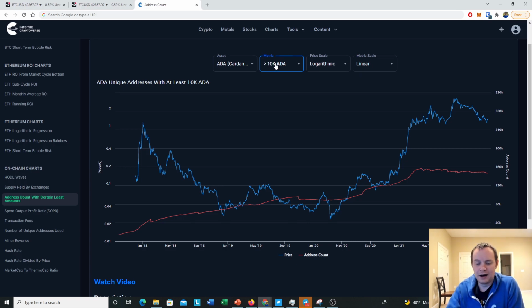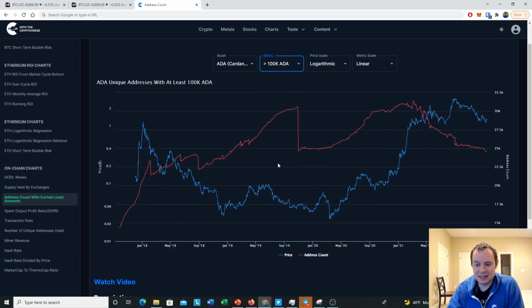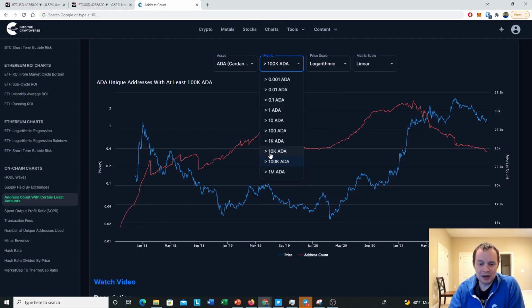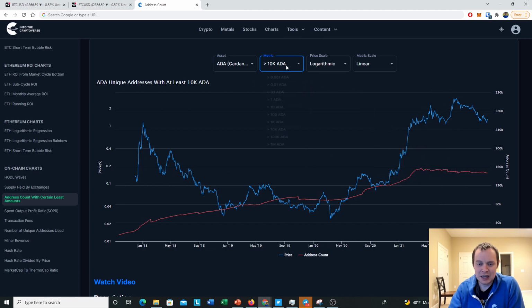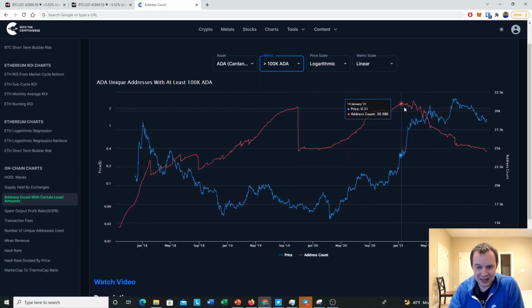Okay. And then 100,000 ADA, you see a more pronounced version, right? So with 10,000 ADA, it's a slight decrease. Wallets holding at least 100,000 ADA has come down significantly. At the prices at the 2018 market cycle top, you can see there were about 20,000 wallets that had at least 100,000 ADA. Many years later, there's about 24 to 25,000 wallets holding at least that amount of ADA.